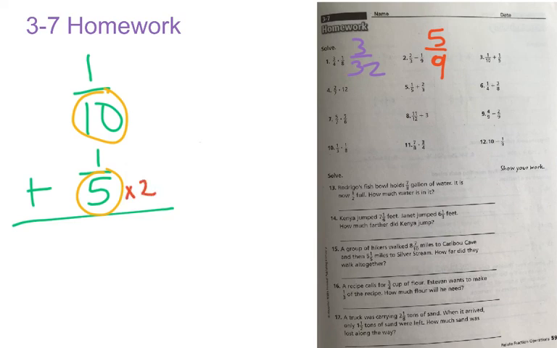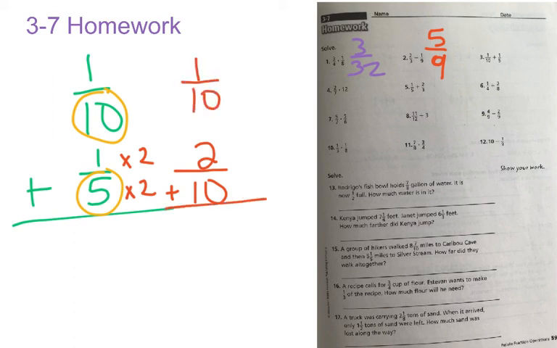5 times 2 is equal to 10. Remember, whatever we do to the denominator, we have to do to the numerator. So 5 times 2 is equal to 10, and 2 times 1 is equal to 2. And we can bring over our 1/10. Now what we have is 1/10 plus 2/10, and 1 plus 2 is equal to 3. Our denominator stays the same, so your answer is 3/10.